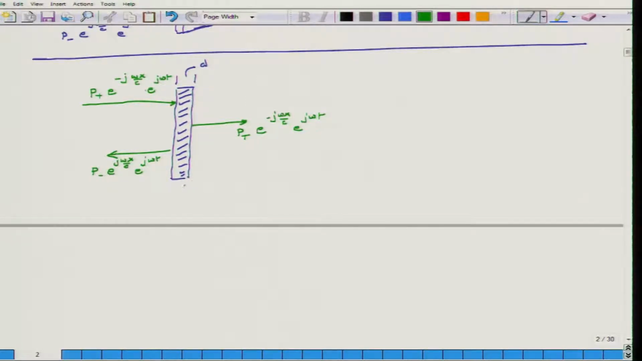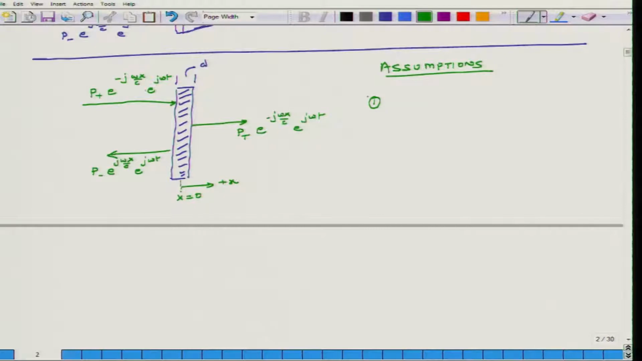And let us say that x is equal to 0 at the wall, and this is the direction of positive x. So, I have defined my coordinate system. Then we make some assumptions. So, what are the assumptions?